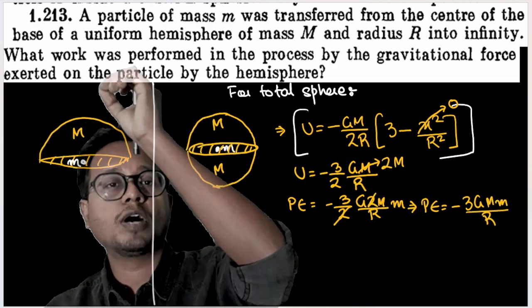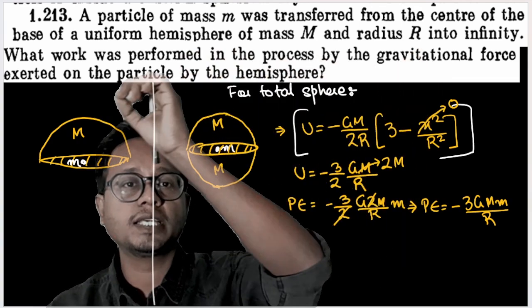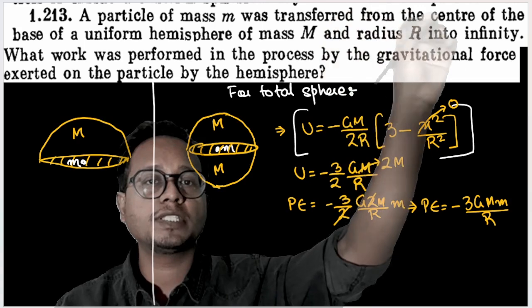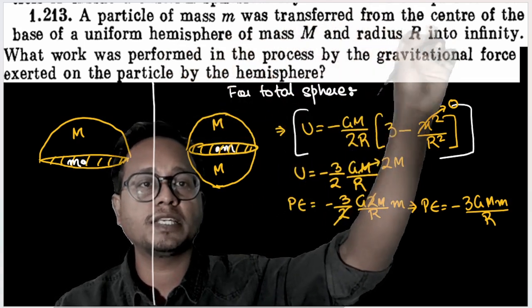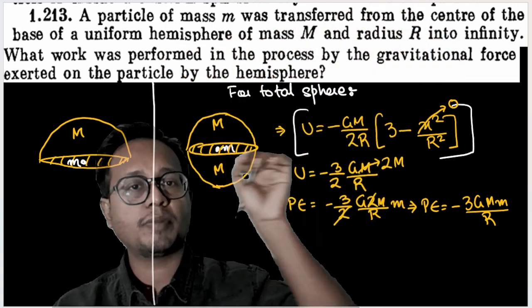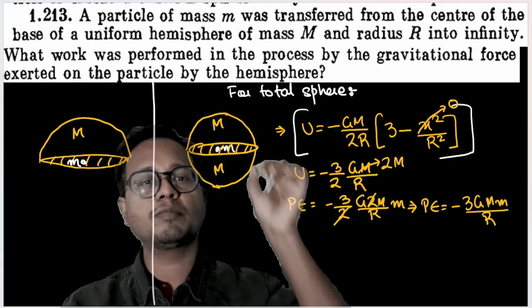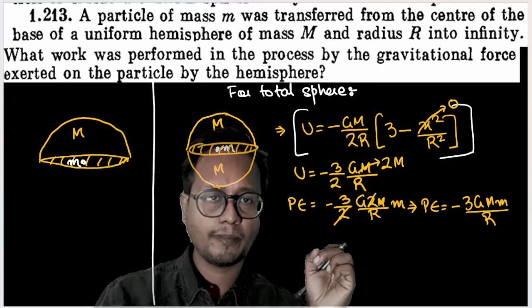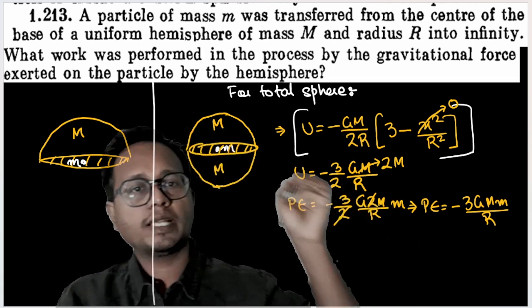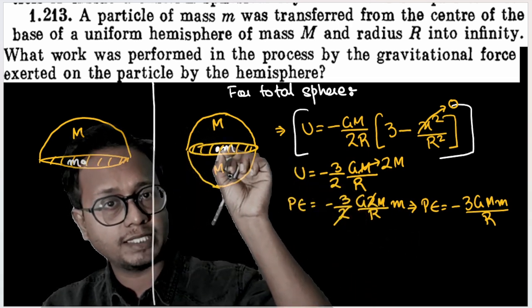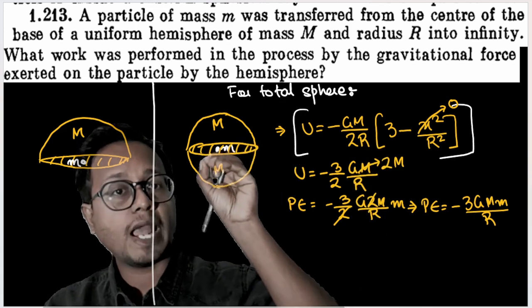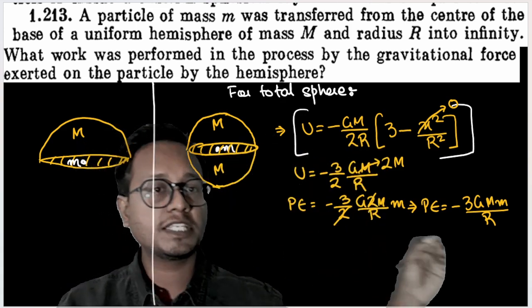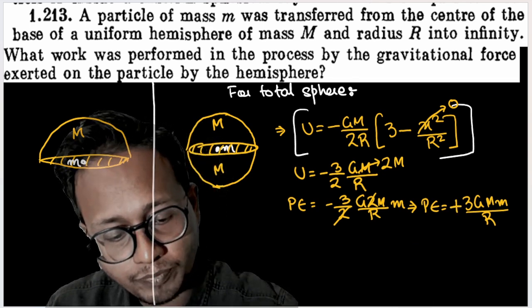The question is asking what work was performed in the process by gravitational forces exerted by the hemisphere. See, a particle of mass m was transferred from the center of the base of a uniform hemisphere of mass M and radius r into infinity. That means from this point, the particle is going to infinity. That means it is nothing but work done against a gravitational force from infinity to this point. Both are the same thing, no? Okay. Understood. So, in moving this mass m from this point to infinity, I have to apply some amount of work because gravitational force is always trying to attract the mass m. So external force is nothing but positive.